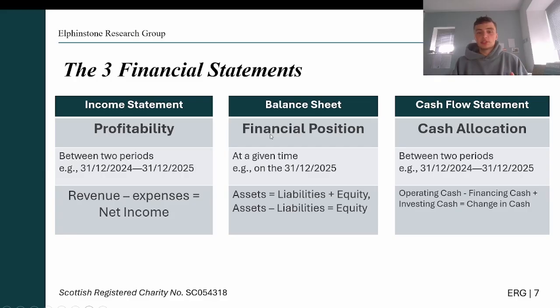And then the balance sheet shows you the financial position. It's not over a period of time, but a snapshot in time. It shows you how many liabilities that company has, how many assets it has, and then assets minus liabilities equals the shareholders' equity. The cash flow statement is the reconciliation of the income statement.